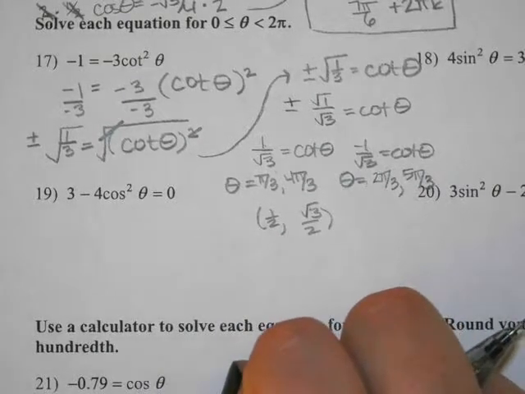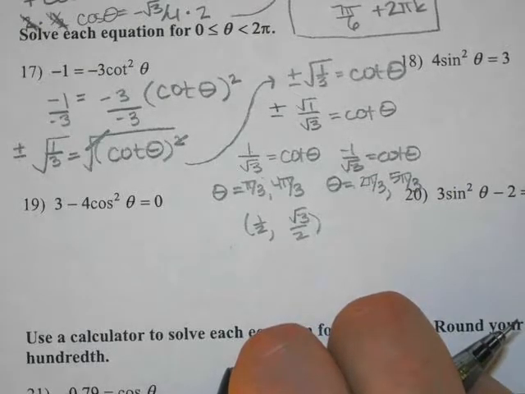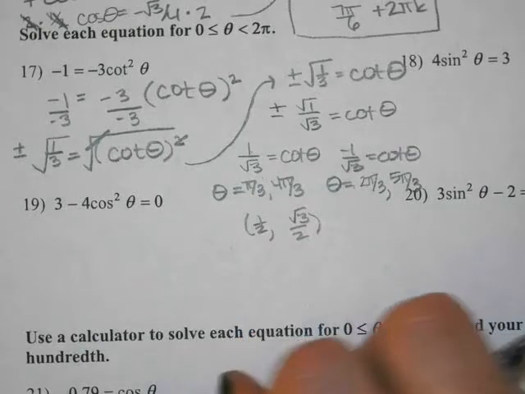So when you do these problems, for the most part, they should have 4 answers. Because you're always going to have a plus minus. You're going to have 2 answers for the positive version, 2 answers for the negative version.